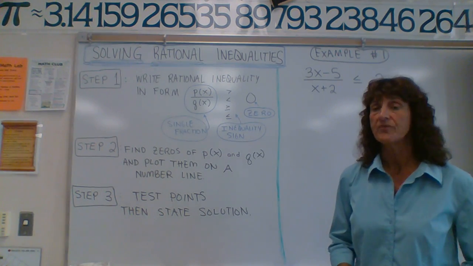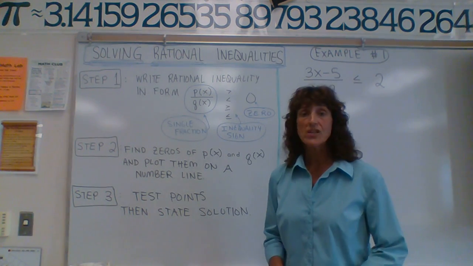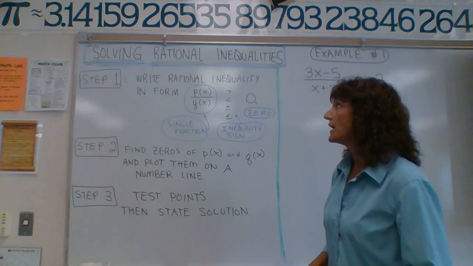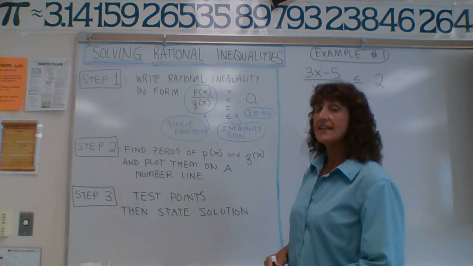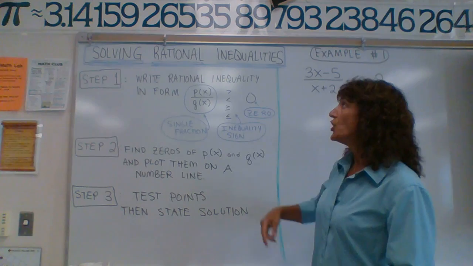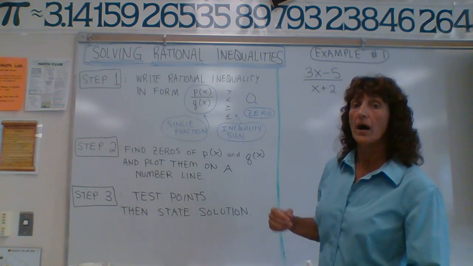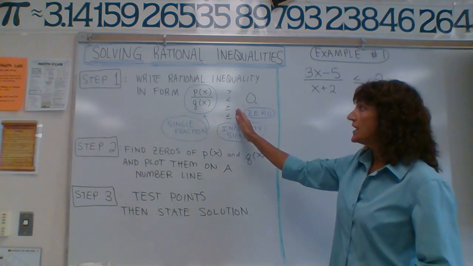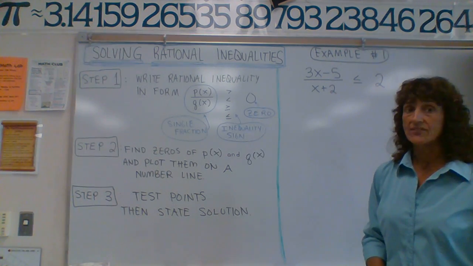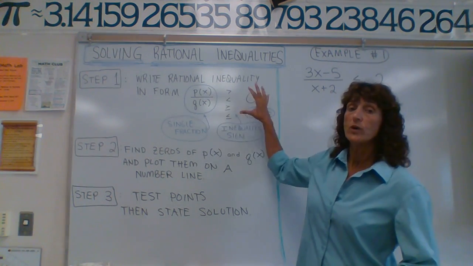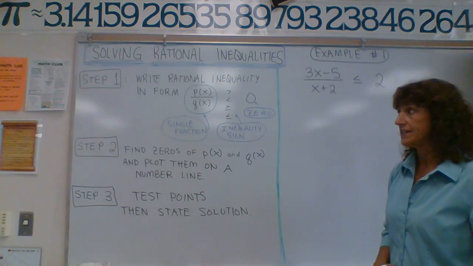First, when you're solving a rational inequality, you want to write your inequality in the correct form. On the left-hand side, you need a single fraction with a polynomial over a polynomial. Then you want your inequality sign, and then you want a 0 on the right-hand side. This is the proper form for the setup for a rational inequality.